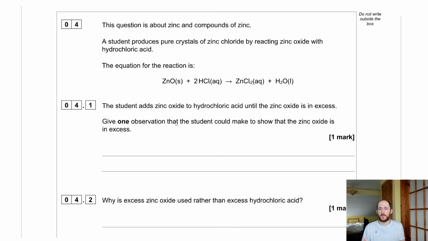It can't dissolve. So what you'd see, and the reason why I know it's a solid is because it's S for zinc oxide. S means solid. Aqueous normally means it's dissolved, for example, and L is of course a liquid. So simply there's going to be a solid remaining. You could call it a residue, you could say lumps, you could say anything that implies there's some solid bits left over.